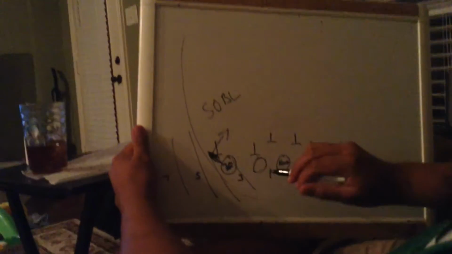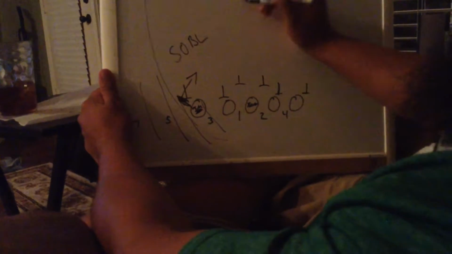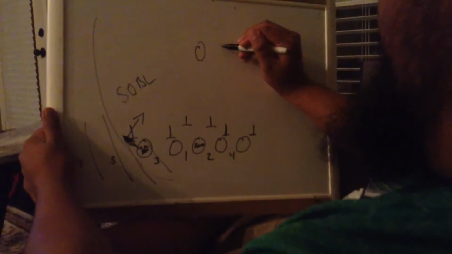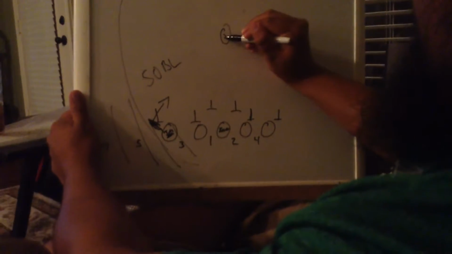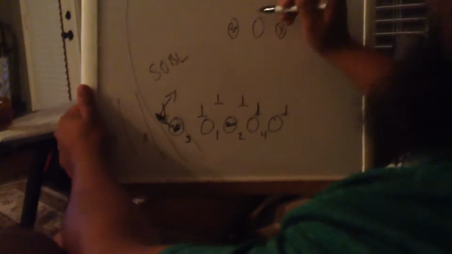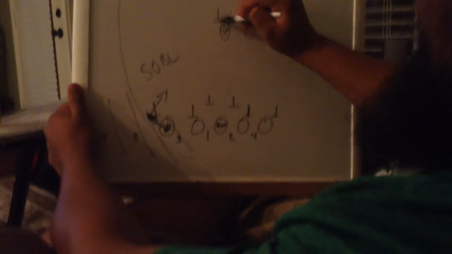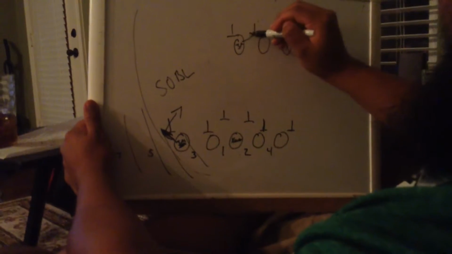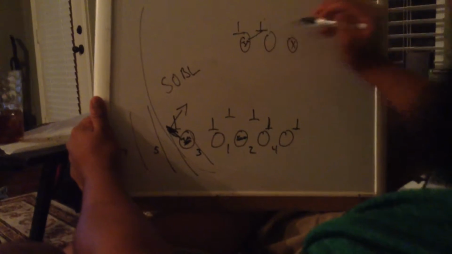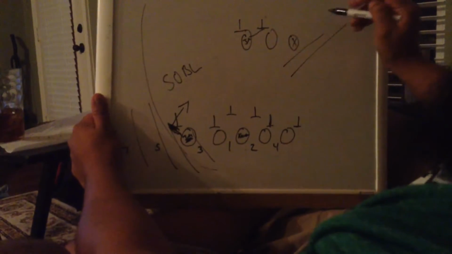Okay. If it's SOBR, okay, SOBR. This is Xavier. This is you. This is this guy. You're going to take this guy here. He's in your inside gap. Play's coming this way. SOBR.